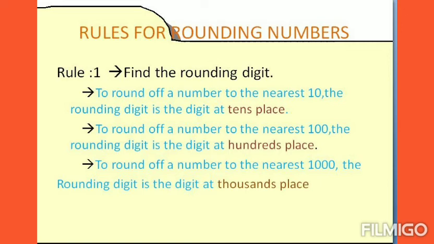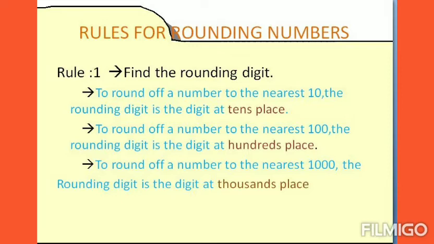Children, there are certain rules to be followed while rounding of the given numbers. Okay. We are going to learn the rules to be followed while rounding of the numbers. Okay. First rule. Rule number 1 is find the rounding digit. Find the rounding digit. Okay. How to find the rounding digit? Now I will teach you that.